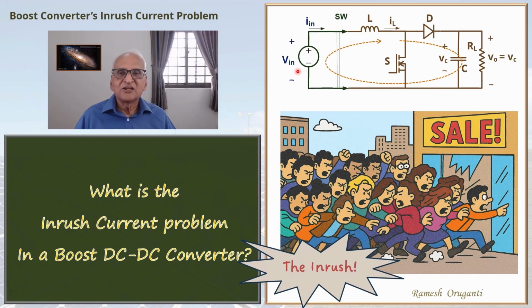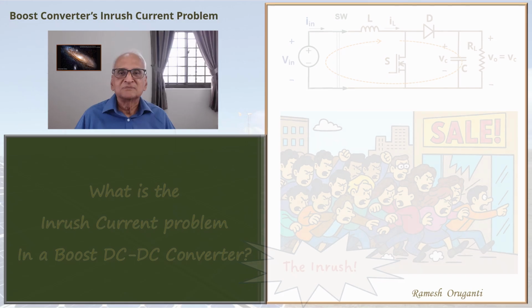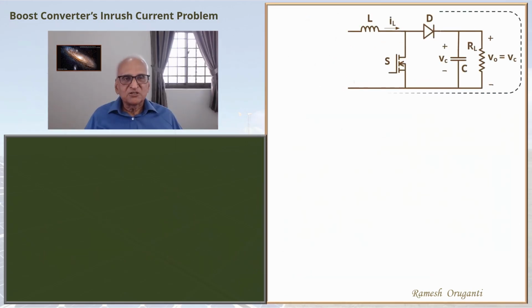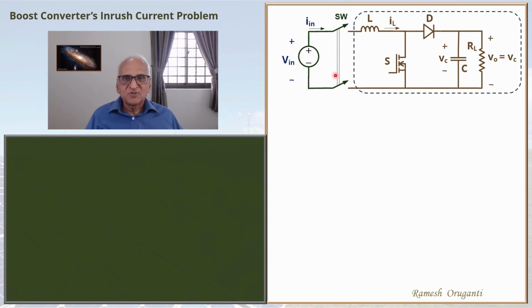Next, we will see the inrush current in greater detail. This is the boost converter and we are switching it on. We are connecting it to source Vin through some switch SW. The switch is shown to be a double pole switch, but it doesn't have to be. It can be a single pole switch with the zero potential or ground potential permanently connected.